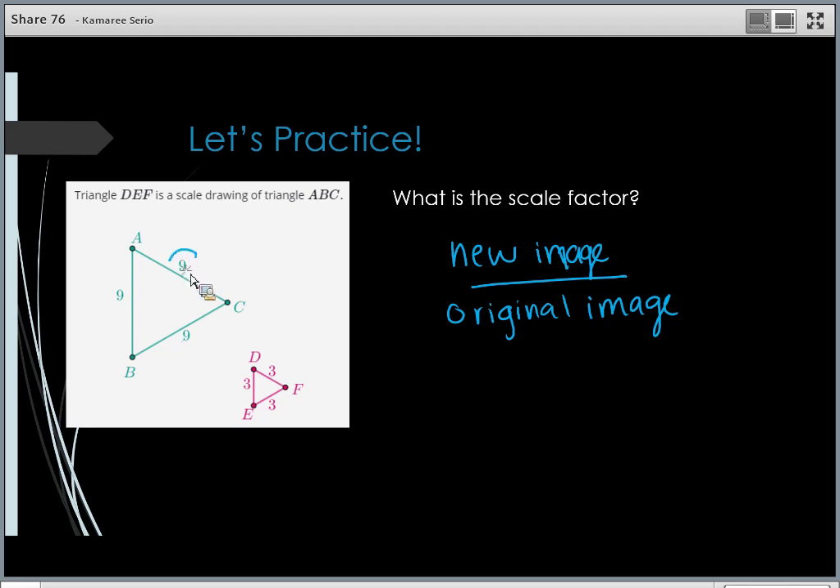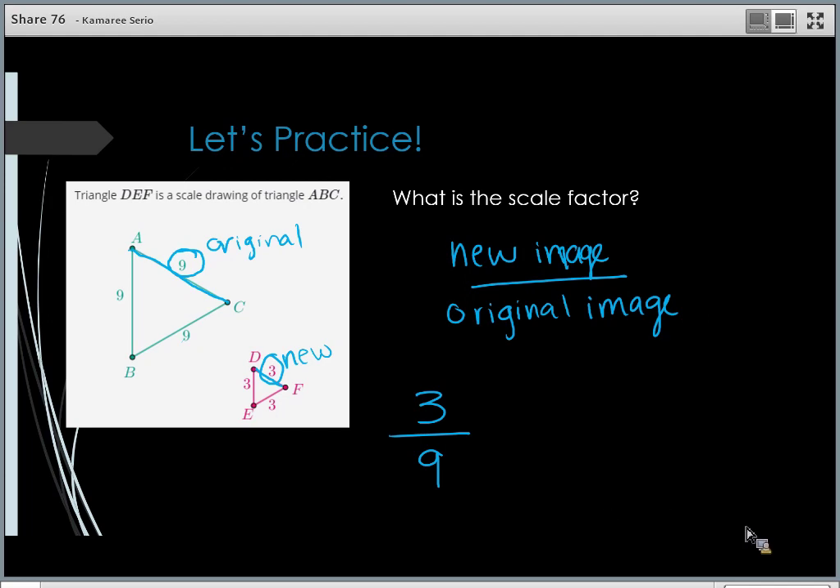Okay, so let's look here. Let's pick this side 9, this side right here. When I look at my new one, I need to pick that same exact side, and that gives me a 3. So this 9 is my original, and this 3 is on my new image. So 3 is going to go up top, 9 is going to go on bottom. Now, you have to always simplify when you are finding scale factors. Scale factors always need to be in their simplest form.